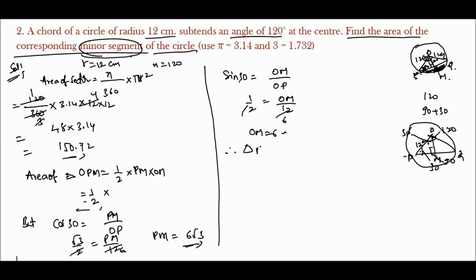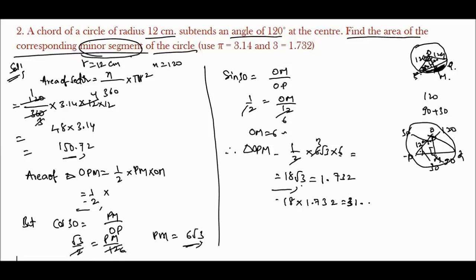Therefore triangle OPM is equal to 1 by 2 into 6 root 3 into 6, which is 2 1 ja, 2 3 ja, 6 3 ja, 18. So 18 root 3 is the answer here. Root 3 value is equal to how much? 1.732. So 18 into 1.732 is equal to 31.176 centimeters square it will come.